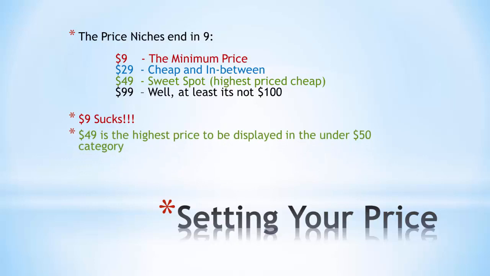Why is $29 or $49 the sweet spot? Because it's the highest price that gets displayed in the under $50 category. This is one of the checkboxes on the left that users can select in finding courses. So this is considered kind of the top of the cheap prices. That's usually where you want to be, and that's usually an indication of the sweet spot.